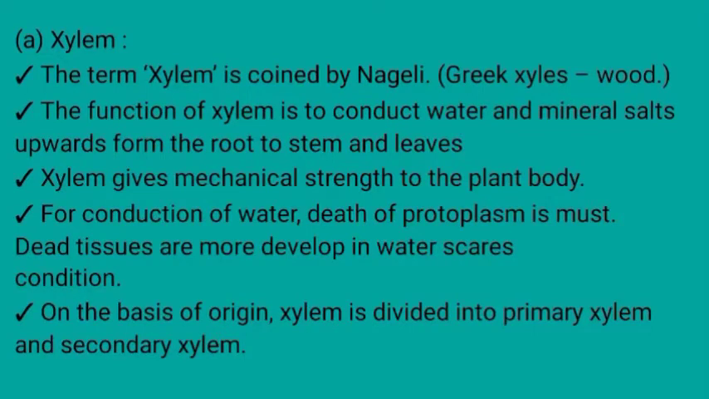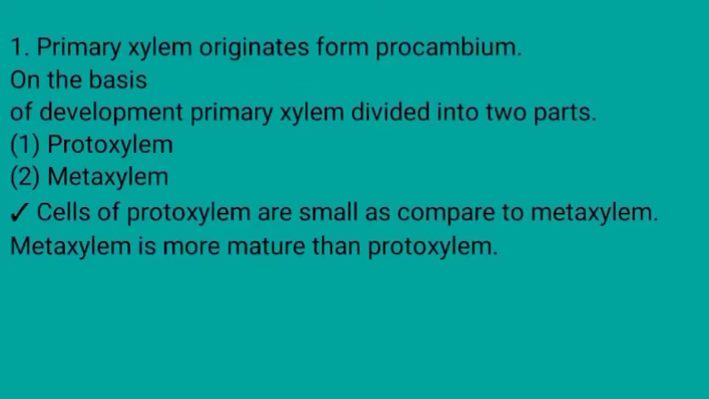On the basis of origin, xylem is divided into two types, primary xylem and secondary xylem. Primary xylem originates from procambium. On the basis of development, primary xylem is divided into two parts, protoxylem and metaxylem. Cells of protoxylem are small as compared to metaxylem. Metaxylem is more mature than protoxylem. You have to remember protoxylem is first formed xylem, metaxylem is next formed xylem.